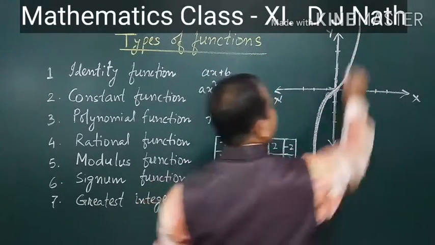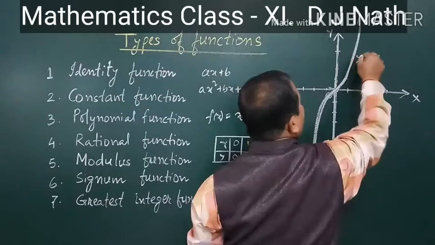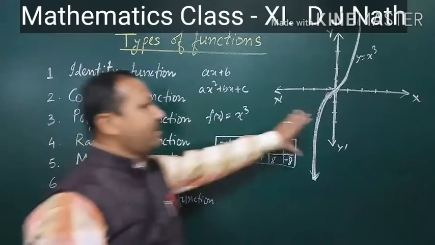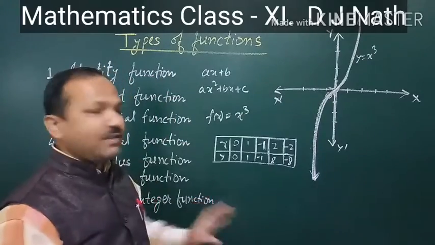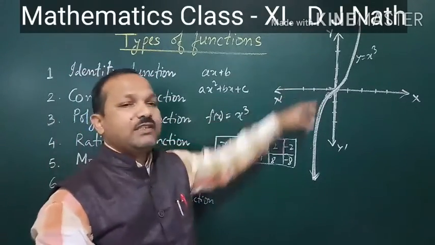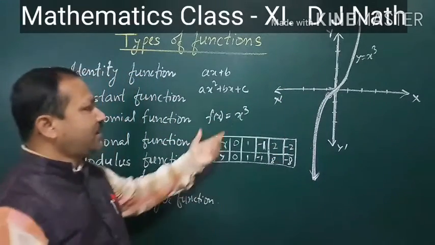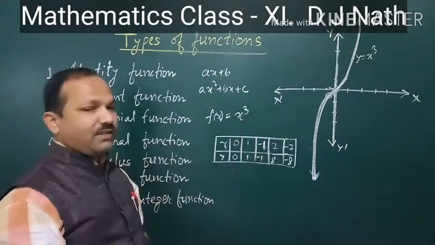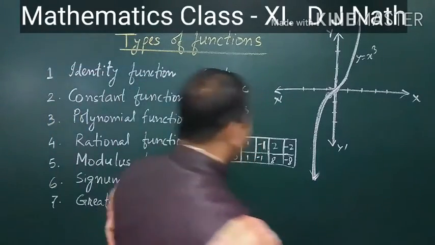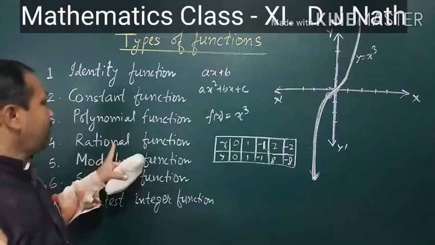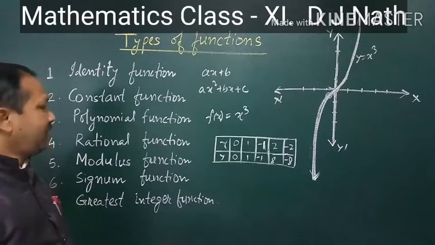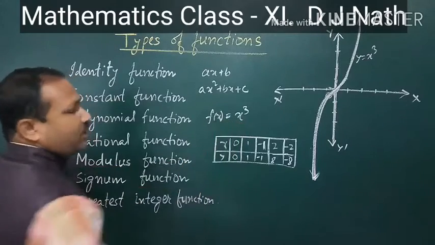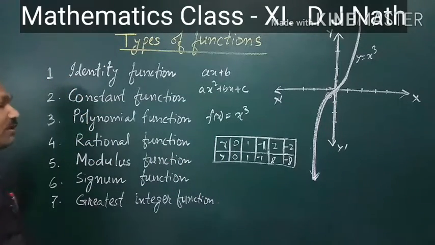This graph is y is equal to x cube. So like that, it is also a curved line. It is a polynomial function. If it is a polynomial of second order, third order, whatever it is, it will be a curved line. Okay? So this is called a polynomial function: a function which is expressed as a polynomial is called a polynomial function.